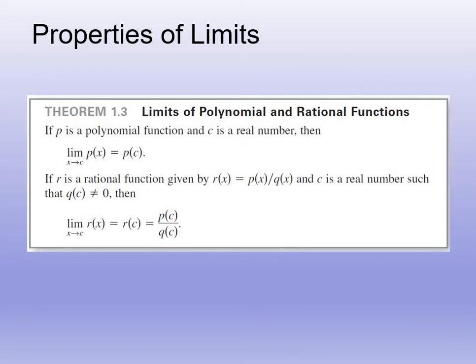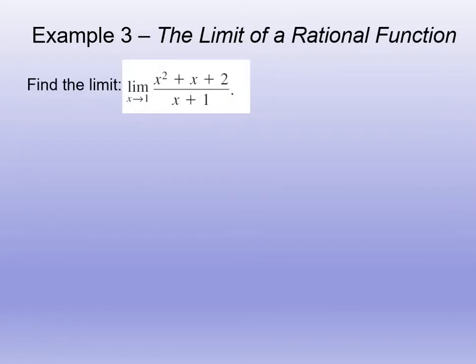This is theorem 1.3. If p is a polynomial function and c is a real number, then the limit of p of x as x approaches c is equal to p of c. That's just saying that we can use direct substitution to find the limit of the function. Same with a rational function below, as long as we don't get division by 0 in the denominator. So you can write both of those down, but we'll do some examples here.